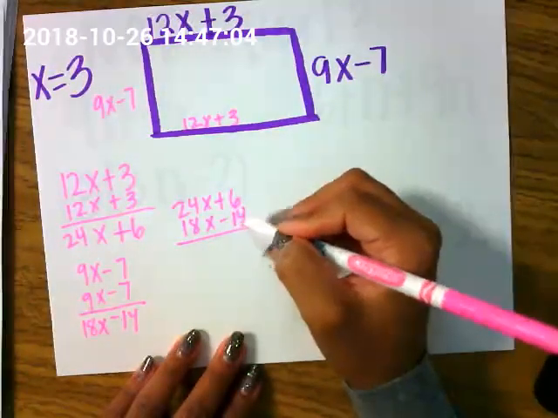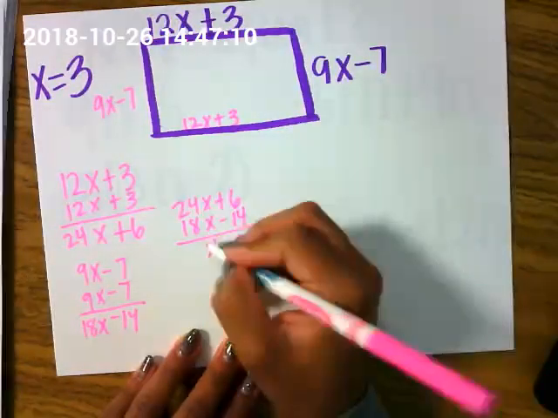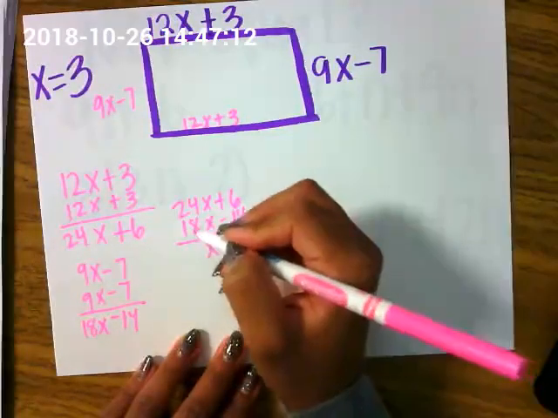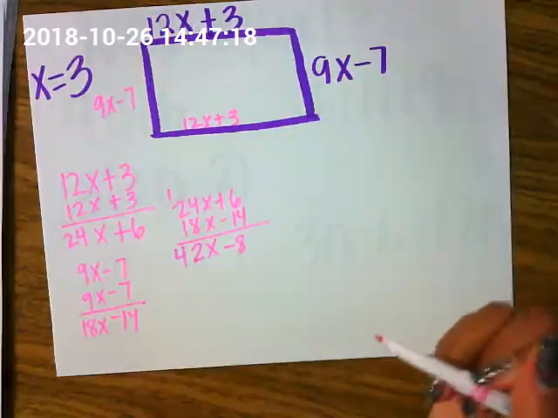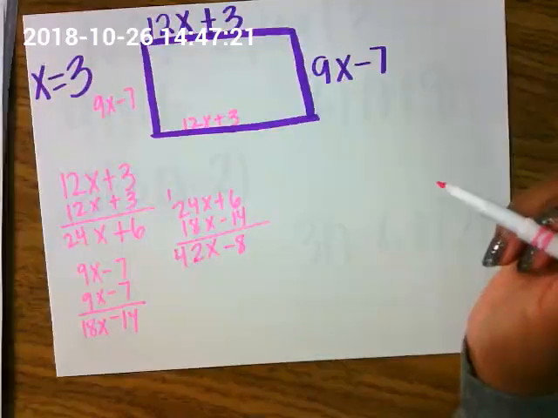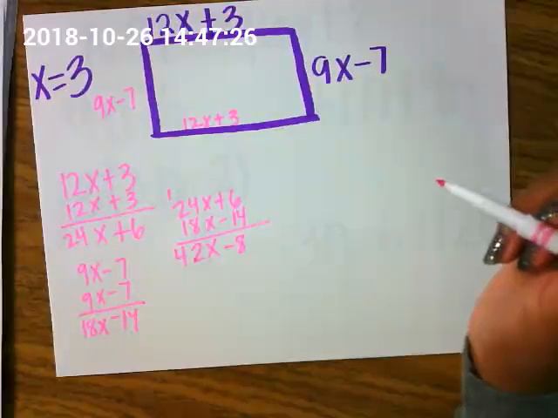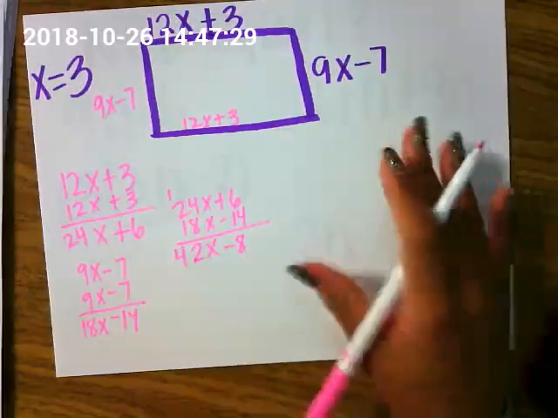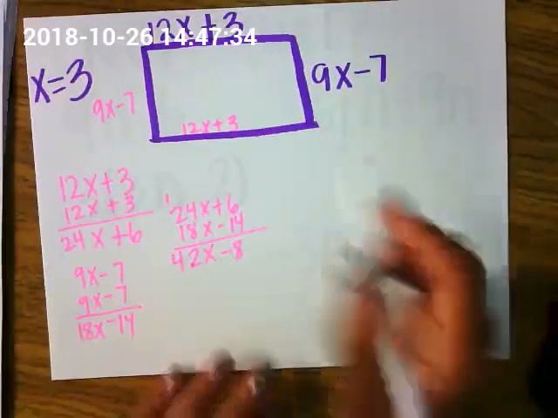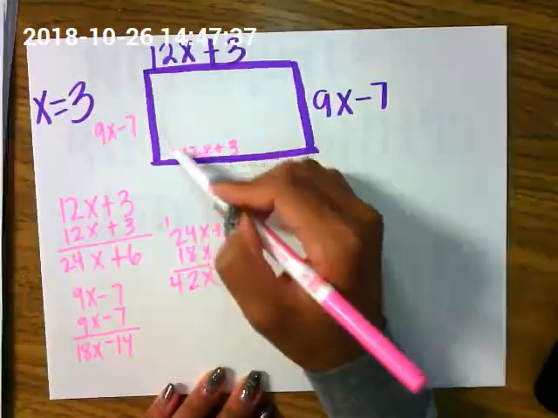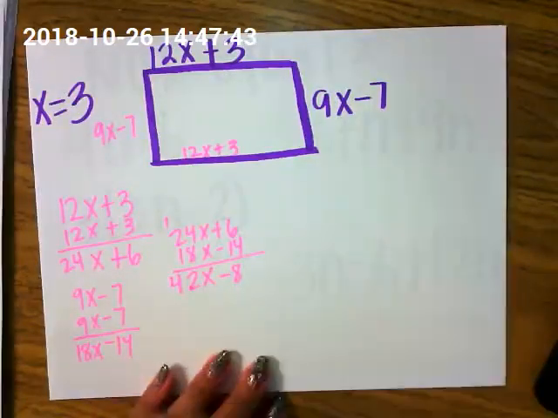These two are different signs. 14 minus 6 is going to give me negative 8. And then 24 plus 18 is 42. I have 42x minus 8. Are we understanding what I did so far? Yes. All right, so all I did was add up all my sides. I've added everything together, and so I got 42x minus 8.